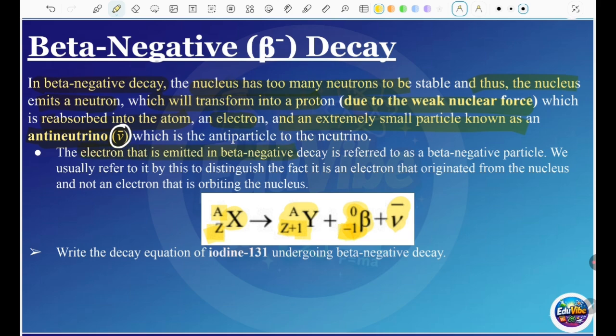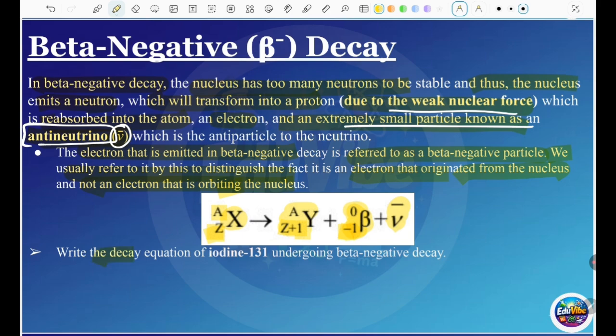The electron that is emitted in the beta negative case is referred to as a beta negative particle. We usually refer to it as a beta particle to distinguish the fact that it is an electron that originates from the nucleus, not an electron that is orbiting the nucleus. So you have to just know the equation and some theory of which things are involved. This is the weak nuclear force, and we have this thing called the anti-neutrino, which is an extremely small particle.